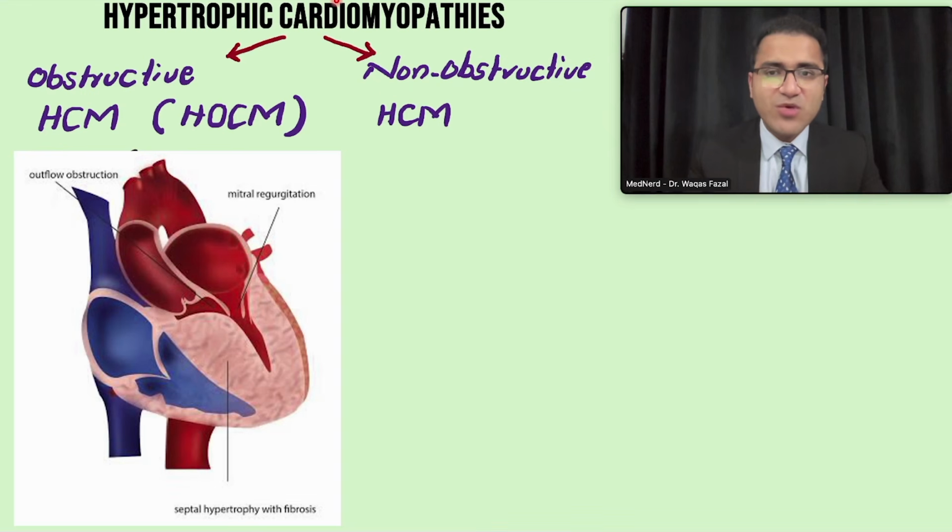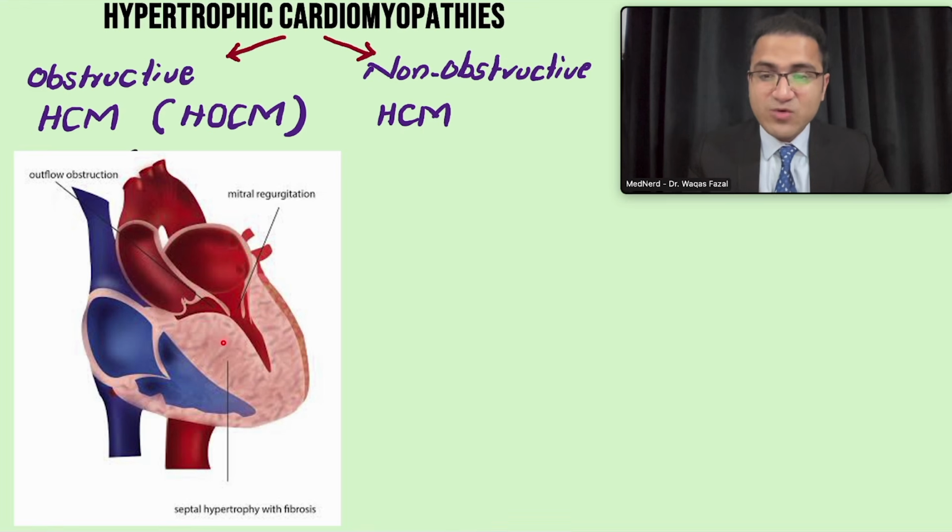Now, hypertrophic cardiomyopathy can be either obstructive or non-obstructive. What does obstructive hypertrophic cardiomyopathy mean? That is also called HOCM, hypertrophic obstructive cardiomyopathy. Basically, asymmetrical thickening of the left ventricle takes place where the septum gets thicker as compared to the rest of the wall. Now, when the septum gets thicker, it obstructs the flow of blood from the left ventricle into the aorta. That is called hypertrophic obstructive cardiomyopathy.